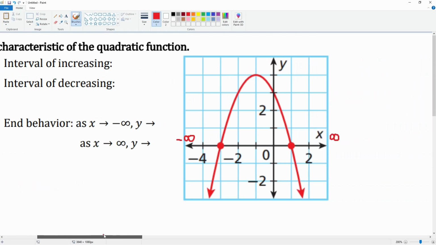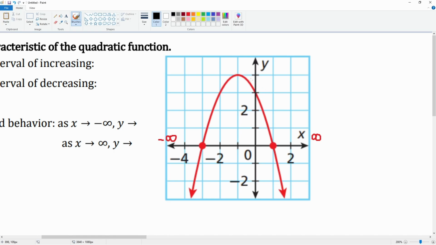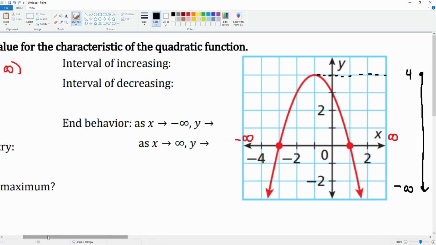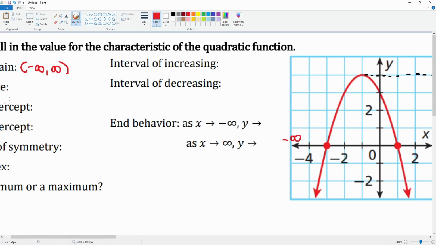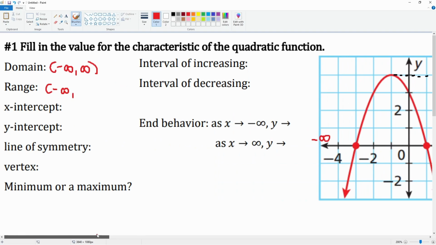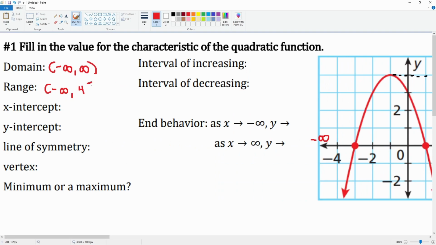The range, okay? Notice that the range touches this point there, and that point looks like it is 4. And then it goes all the way down to the arrow. So it goes from 4 all the way down to negative infinity. So when we write that, we want to make sure we write the lowest value first. So it's going to be negative infinity, comma, then it goes all the way up to that value of 4. And then we put a bracket here at that 4 because it touches the 4.